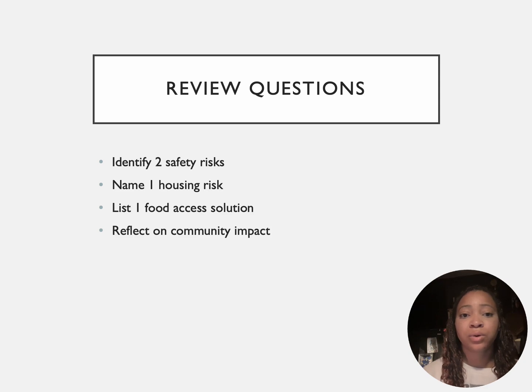All right, so reviewing key concepts and review questions, I want you to take a minute and think about what two factors are identified as safety risk. I want you to name one housing safety risk, and then I want you to list at least one food access solution and just reflect on the overall community aspect or impact that it may have. I want to give you guys a few seconds to do that.